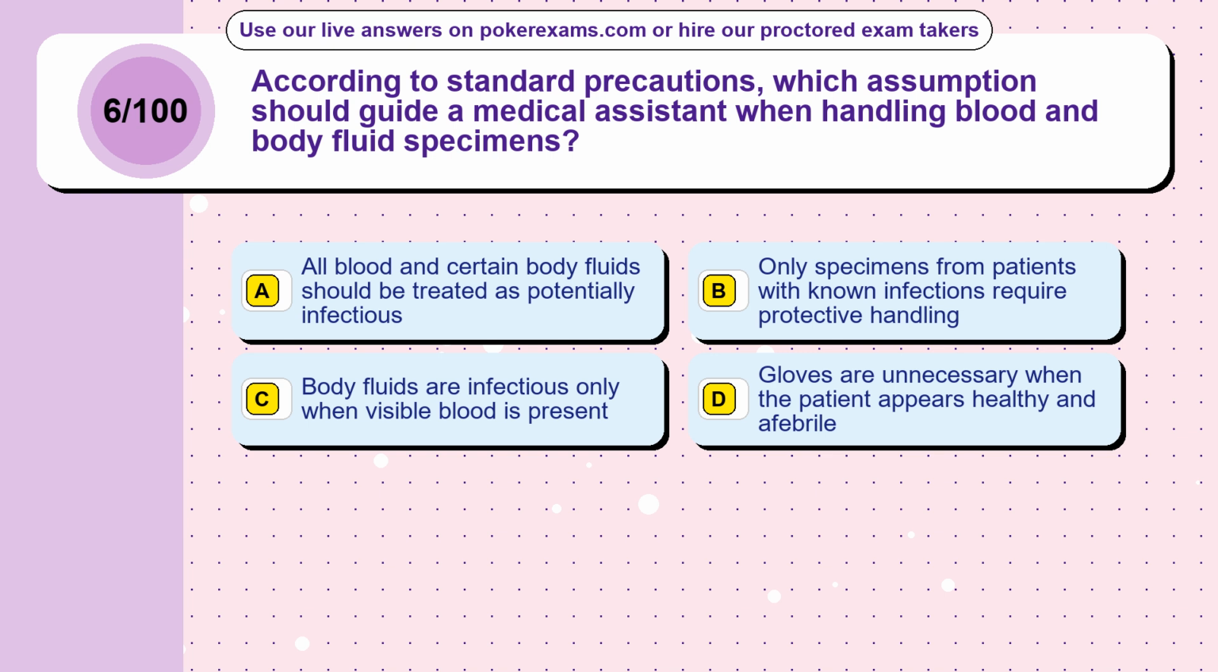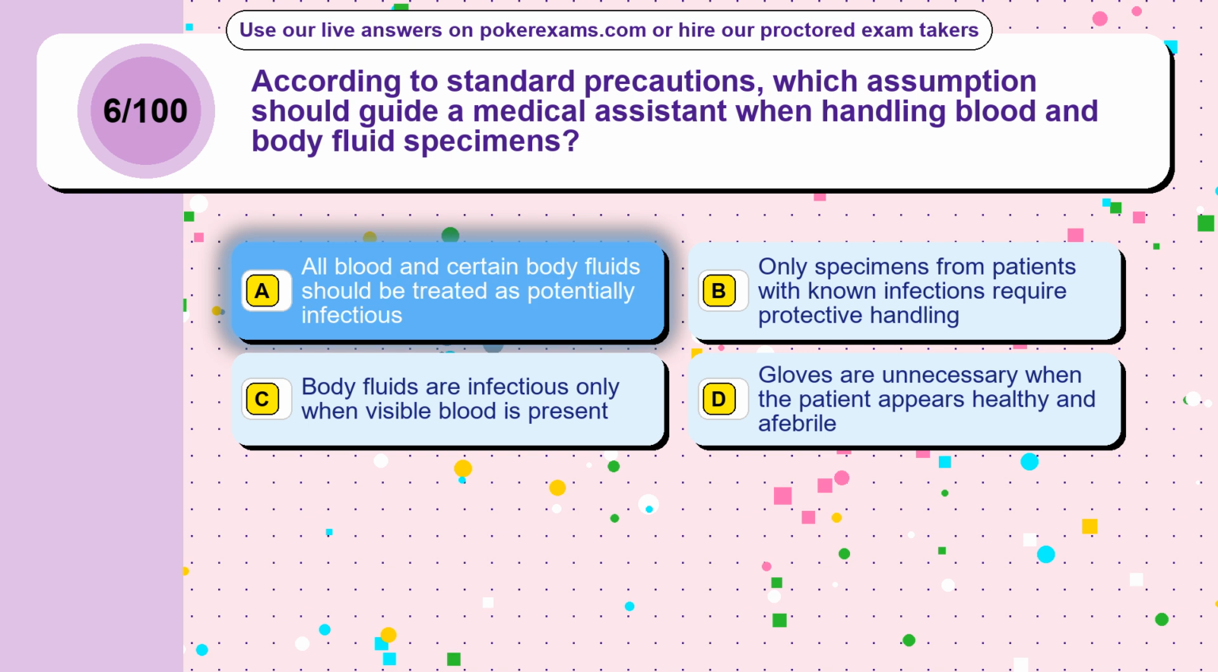Option C. Body fluids are infectious only when visible blood is present. Option D. Gloves are unnecessary when the patient appears healthy and afebrile. The correct answer is option A. All blood and certain body fluids should be treated as potentially infectious.